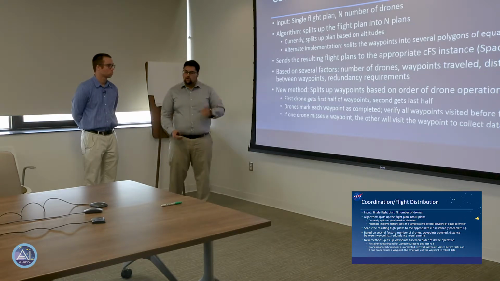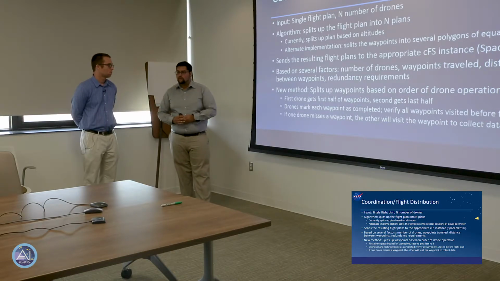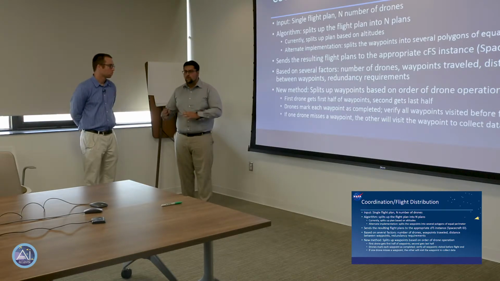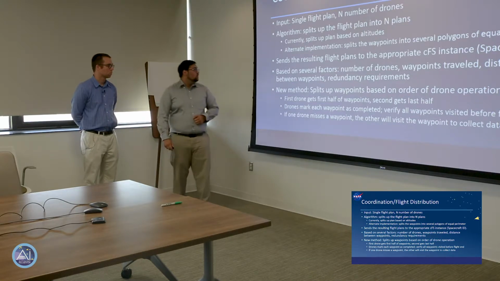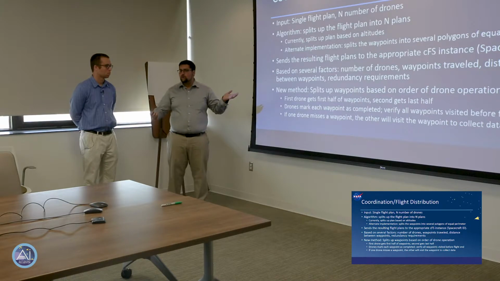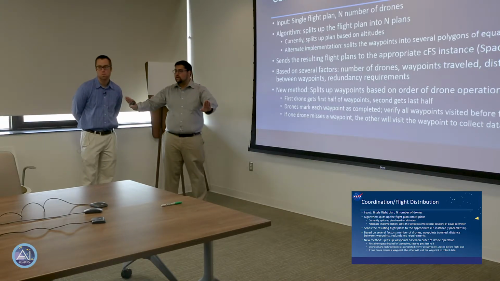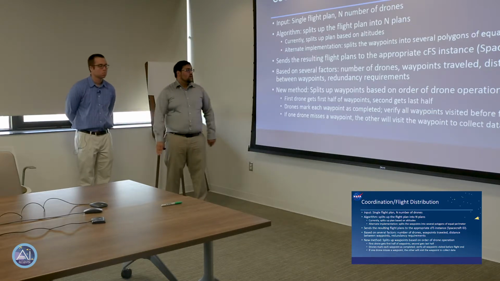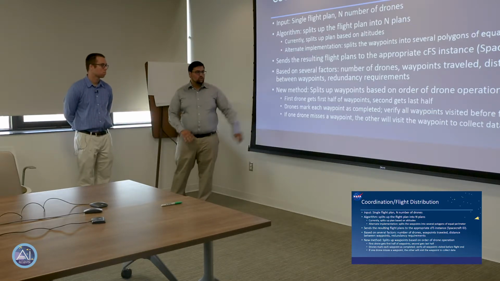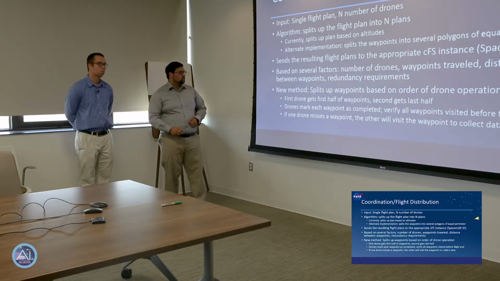Currently we have it splitting up based on altitude, because we figured the best way right now is to have the drones flying at different altitudes to avoid any kinds of issues. So once the system sees how many drones there are, it determines the flight plans and sends those to the individual drone CFS instances. And that, again, is based just on number of drones, how many waypoints need to be done, how many waypoints have been reached, and altitude.